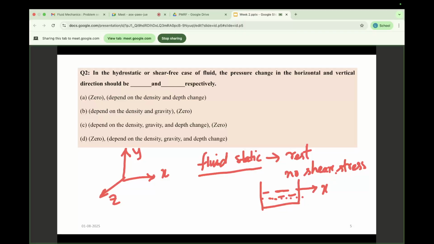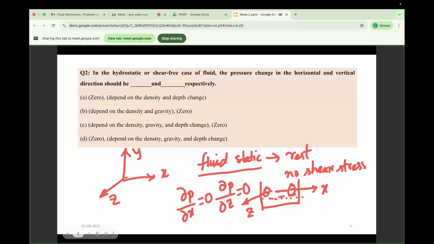As there is no shear stress, there is no chance of change in pressure. So in the x direction there is no change in pressure. If you move from this point to this point, there is no change in pressure. Consider it is three-dimensional. So in the z direction also, which is also a horizontal direction, there is no change in pressure.